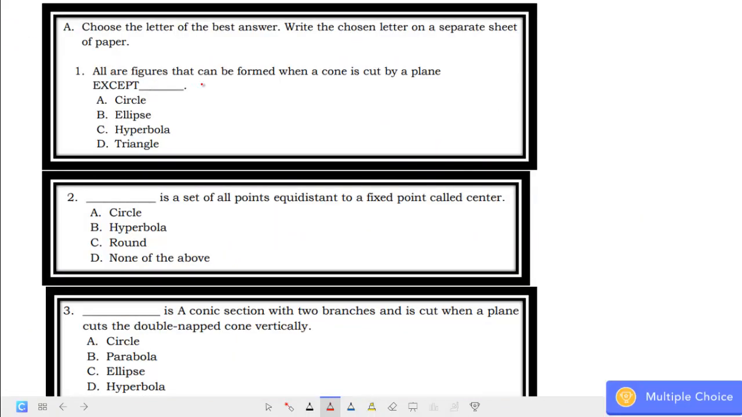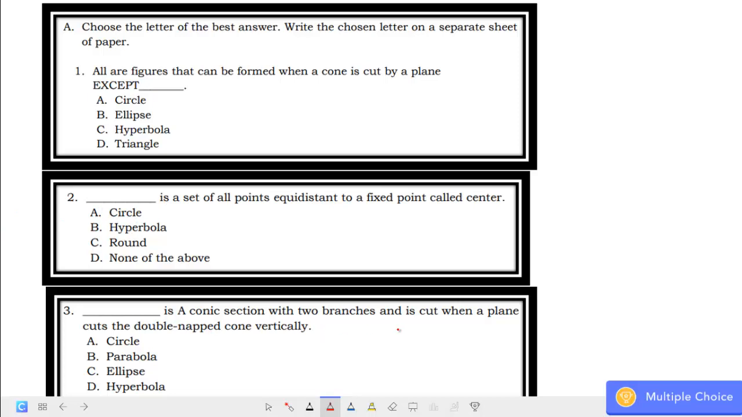All are figures that can be formed when a cone is cut by a plane except the circle, the ellipse, the hyperbola, the triangle. Of course, the answer is triangle. Blank is a set of all points equidistant to a fixed point called center. So alam naman natin na ang circle ay meron talaga siyang fixed point sa gitna, which is called the center, and lahat ng points na nandoon sa curve ng circle ay equidistant yon, called a radius. So that is circle for number 2.